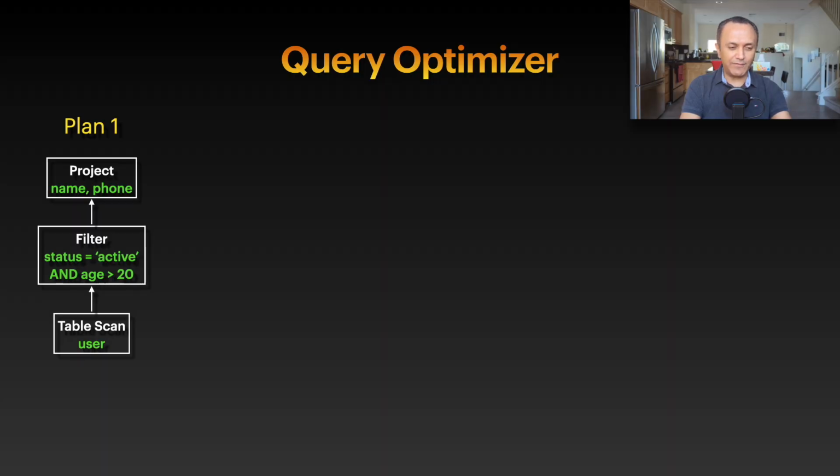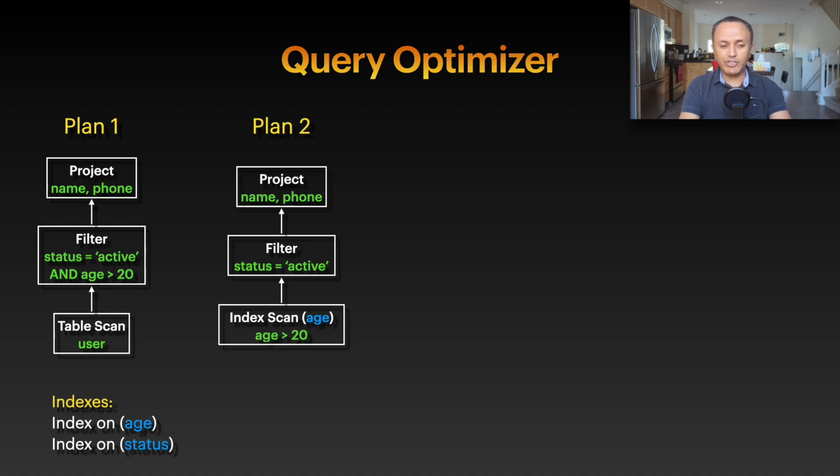So let's look at an example. Starting from the plan that we have seen already, the one that has the table scan followed by filter followed by project, let's assume that we have two indexes: an index on the age column and an index on the status column. We've talked about indexes before and we've seen how we can use those. So one option would be to use the age index, so do an index scan using the condition on the age, which is age greater than 20. This will give us a bunch of tuples from the index that satisfy this.